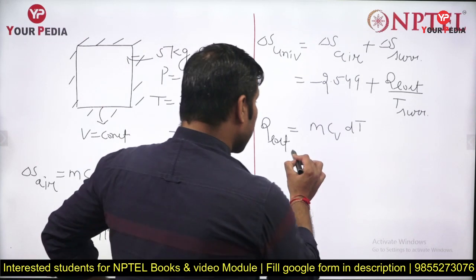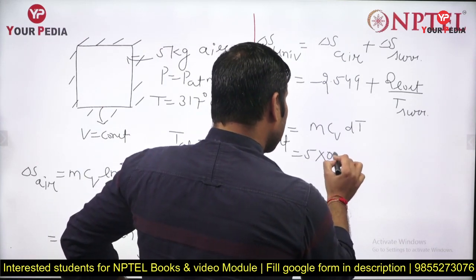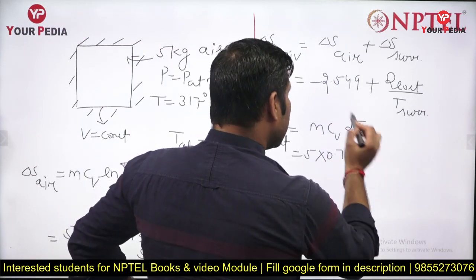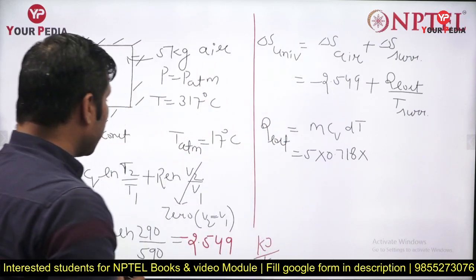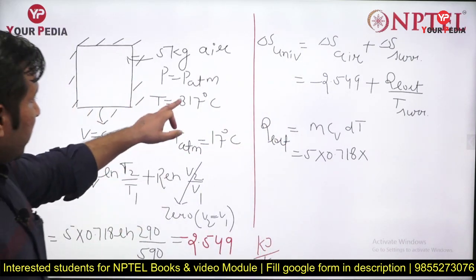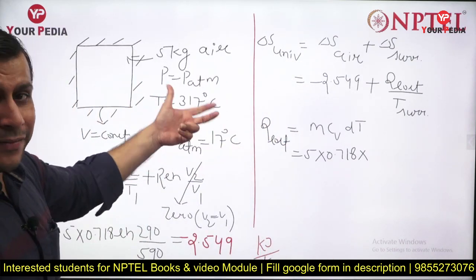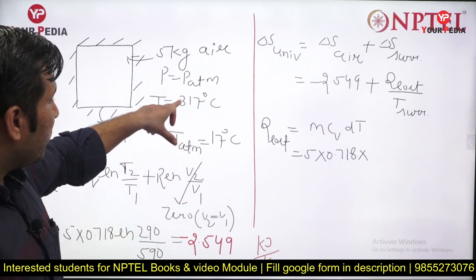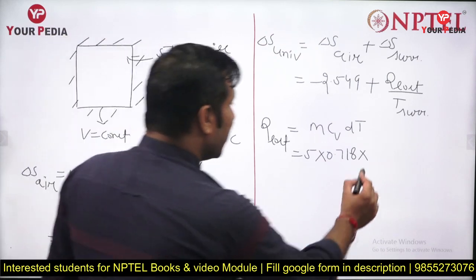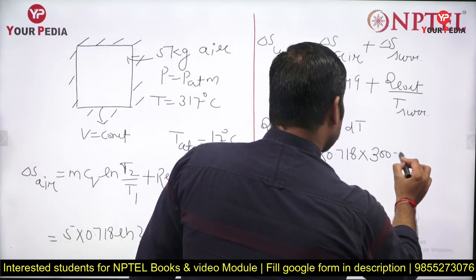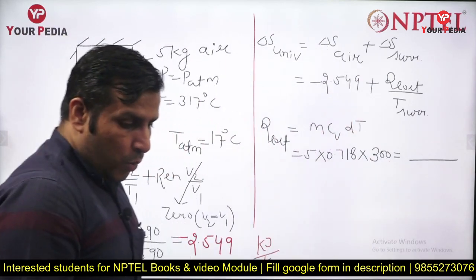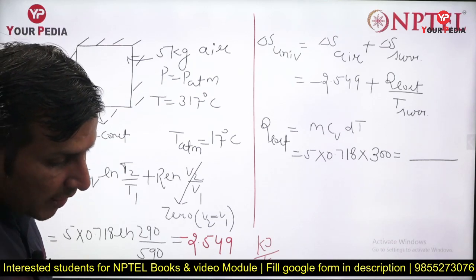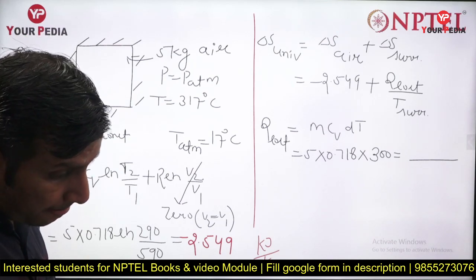So now how much is mass, guys? Mass is 5. How much is CV? 0.718. And how much is dt, guys? The change in temperature will be what? 300 Kelvin. Kelvin or degree Celsius, because in both cases the difference will be the same. So this is the initial temperature, this is the final temperature. So the change in temperature is 300. Solving this, you will get the Q. Okay, solve this, children, and you will get the amount of Q.